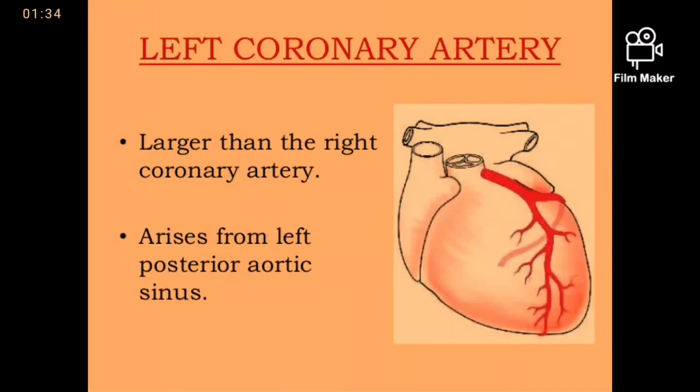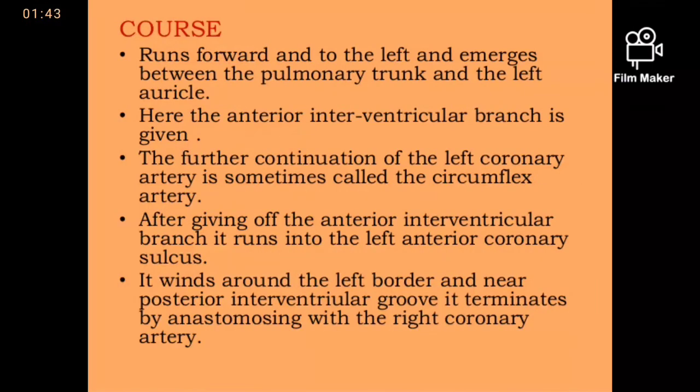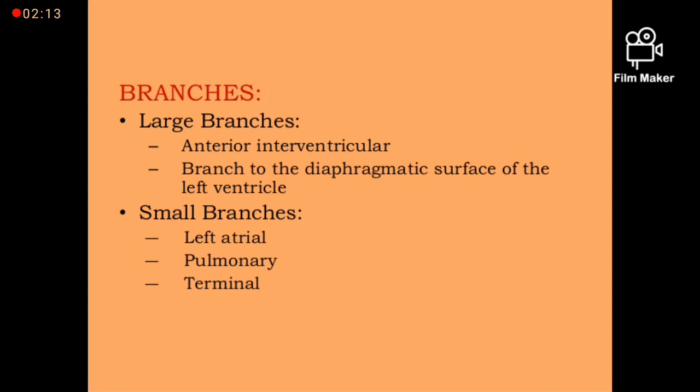Left coronary artery, larger than the right coronary artery, arises from the left posterior aortic sinus. Here you can see the diagram. Course: runs forward and left, emerges between pulmonary trunk and left auricle. Here the anterior interventricular branch is given. The further continuation of the left coronary artery is sometimes called the circumflex artery. After giving off the anterior interventricular branch, it runs into the left anterior coronary sulcus. It winds around the left border and nears the posterior interventricular groove.